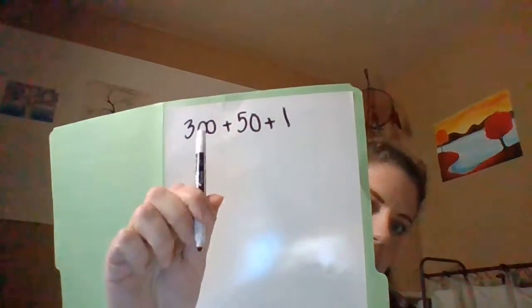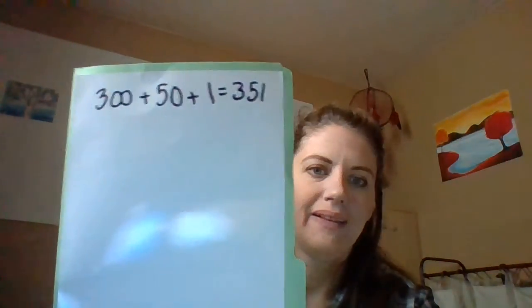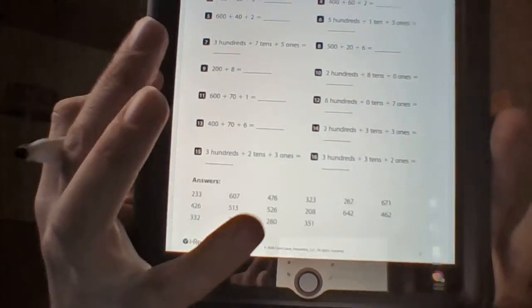You would just write 351 this way in your answer line. Okay? 351. All right, so you do those problems and then you can cross out your answer, it says. As you use your answer, just cross it out. So if I could write on my iPad, I would cross off that 351. Okay, so let's go to the next page.